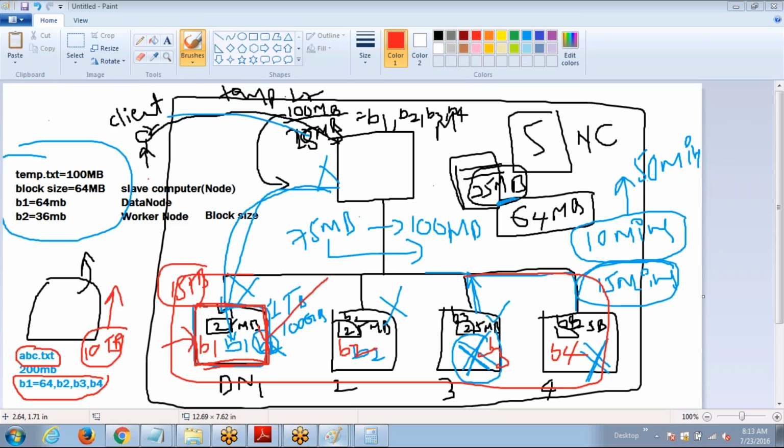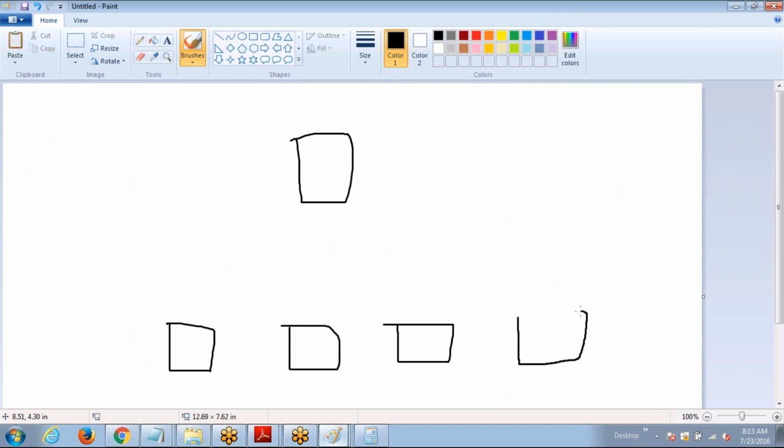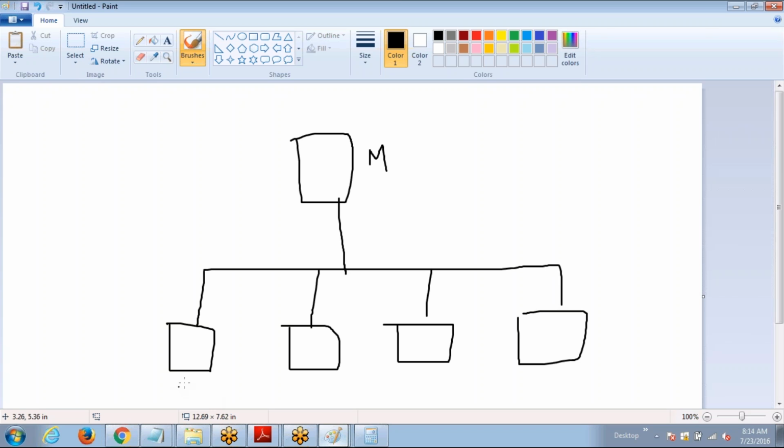So with this concept, let's move on with one more example here. Let me draw one more diagram. So you have a master, data node 1, data node 2, data node 3, data node 4. I have interlinked all of them within the network, and here is my master. Here is data node 1, 2, 3, 4. So now you can think here.